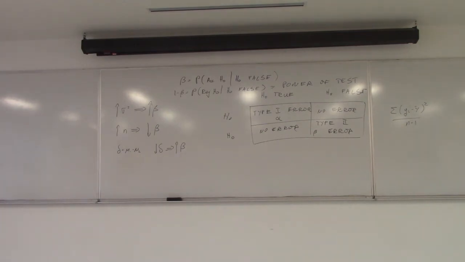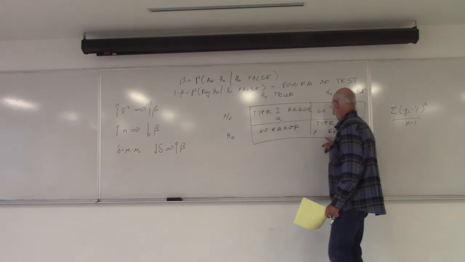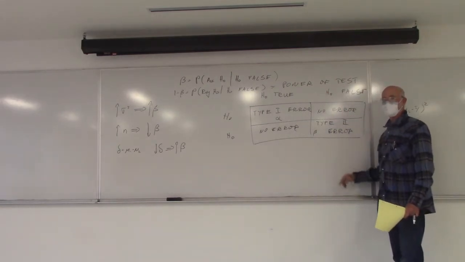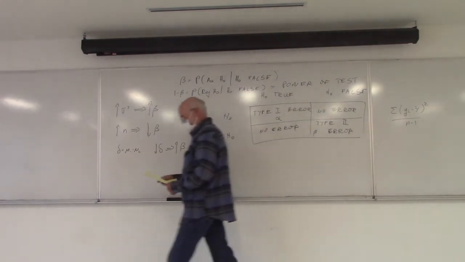And you said that as the difference between the means gets smaller, beta gets larger? Yes, the probability of a type 2 error increases. Okay. All right.